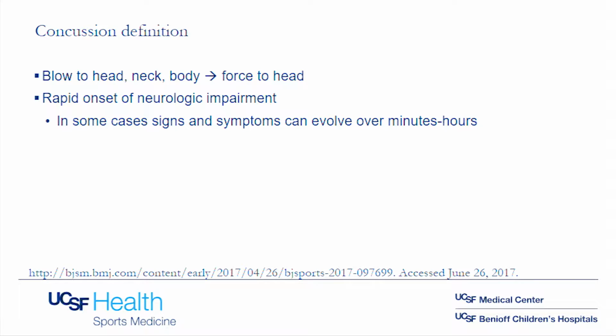So what is a concussion? A concussion is a blow to the head, neck, or body that leads to a force to the head. There's a rapid onset of neurological impairment that most commonly occurs within 48 hours. So it may not be right away, and often on the sideline of football, we don't actually see concussion present on the sideline. It may take till Monday morning after a Saturday game, but it should be within a couple days.